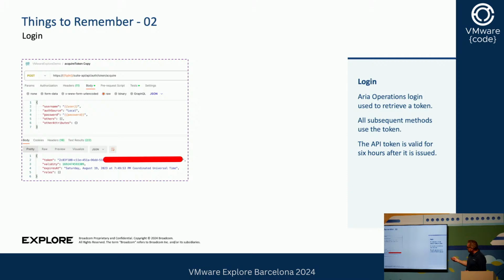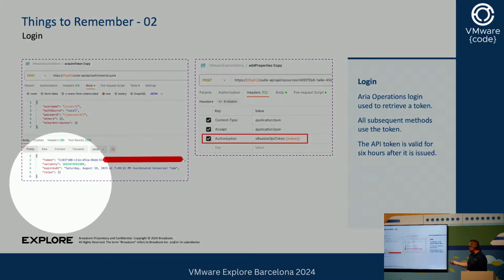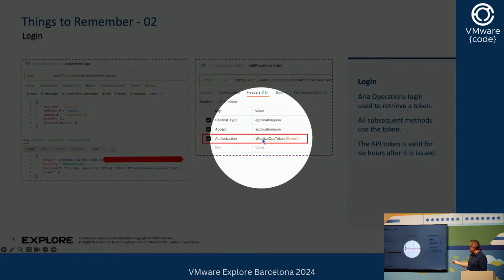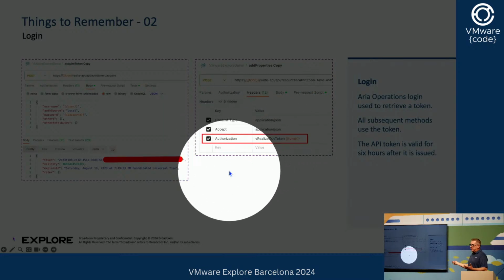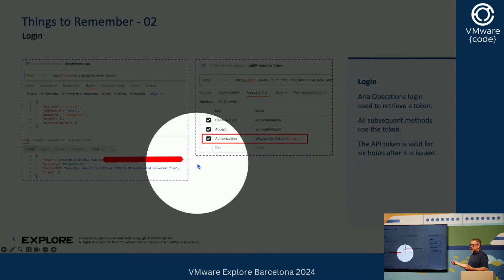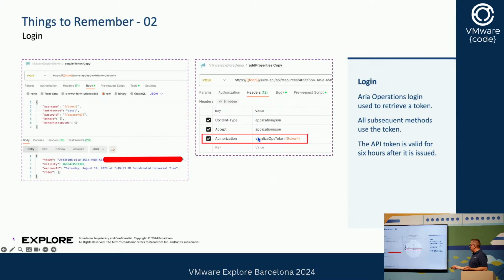And the login, which I already showed you, is going to be used as authorization. It's a bearer token, but we're also good at renaming things and giving things new names. We just renamed the bearer into the vRealizeOpsToken, but it is what it is. Just use it.